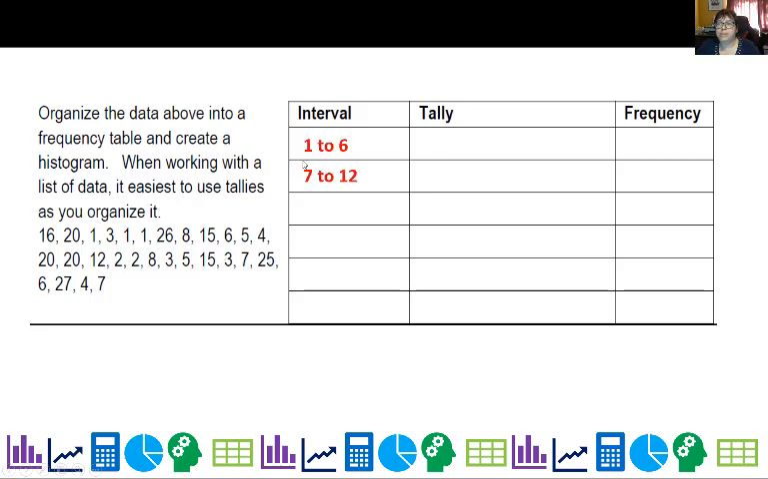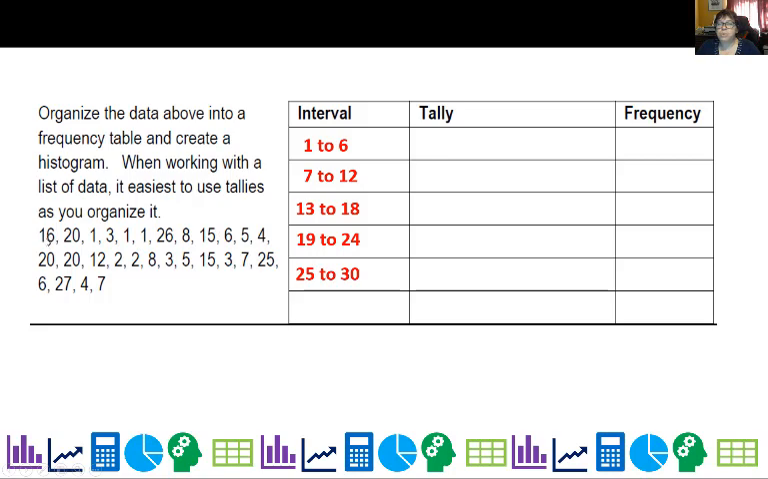Let's go ahead, 1 to 6. Now see, if I add 1 plus 6, that gives me 7. 7 plus 6 gives me 13. 13 plus 6 gives me 19. 19 plus 6 gives me 25. And I only have the 5 bars in this case. I'm going to show you another one with 6 bars in a little bit.